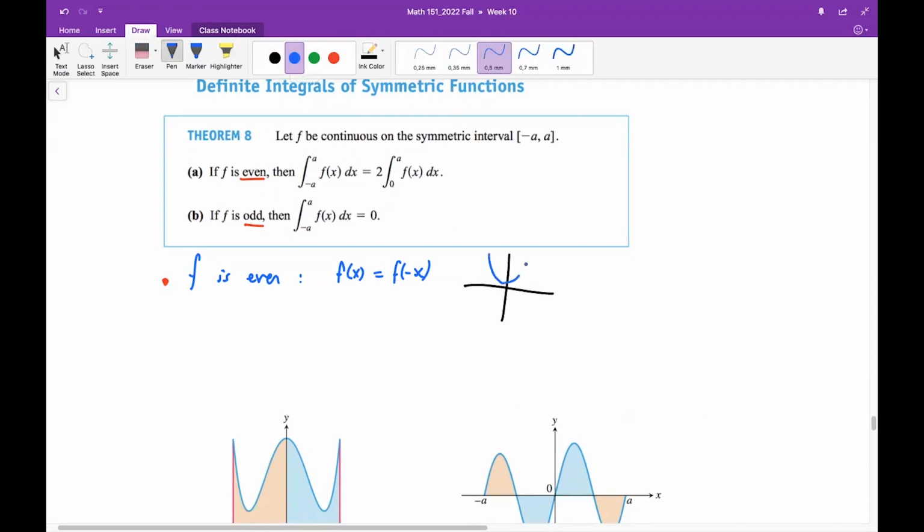Let's use this simplest example. y equals x squared is an even function because at x and minus x, they have the same image, and we want to integrate this function from minus a to a. We want to find the definite integral of f of x dx from minus a to a, and this definite integral corresponds to the area of these shaded areas, right? Since an even function is symmetric with respect to the y-axis, as you can see, this graph is symmetric with respect to the y-axis.